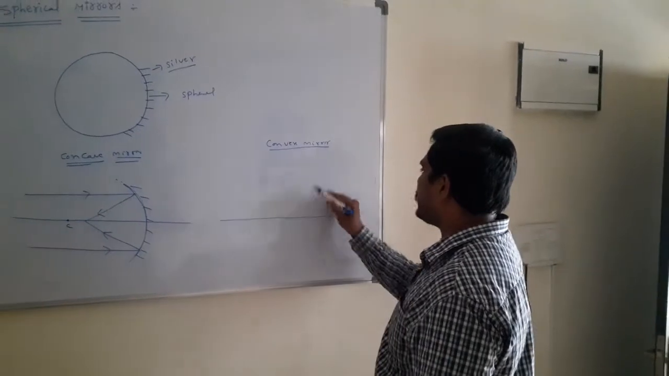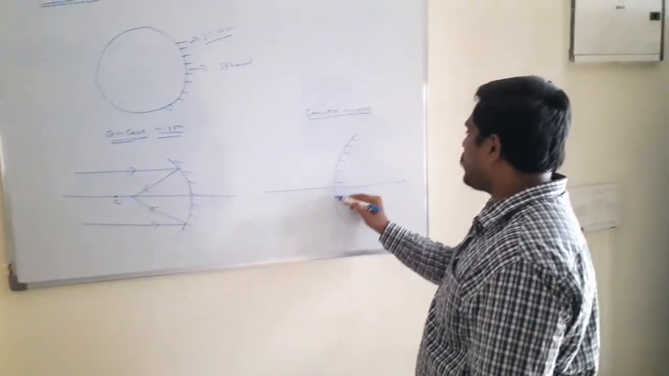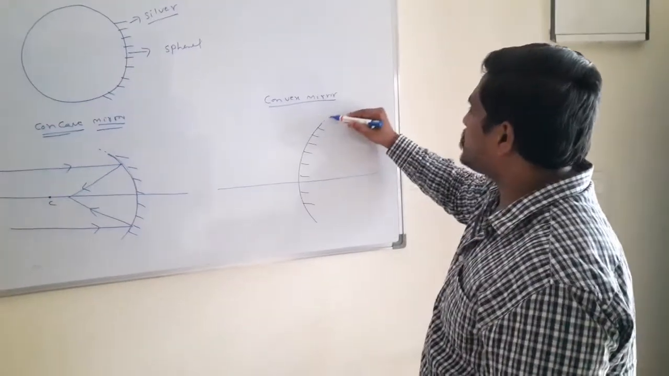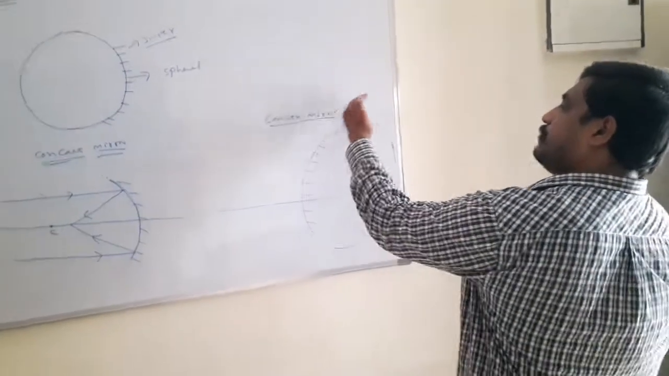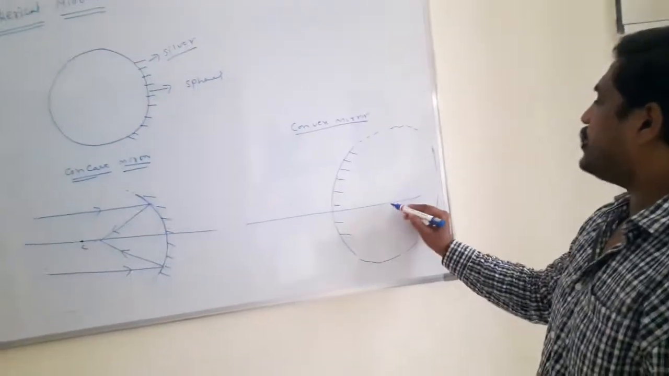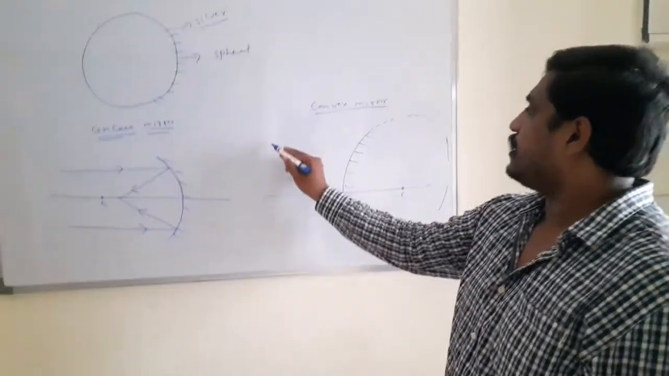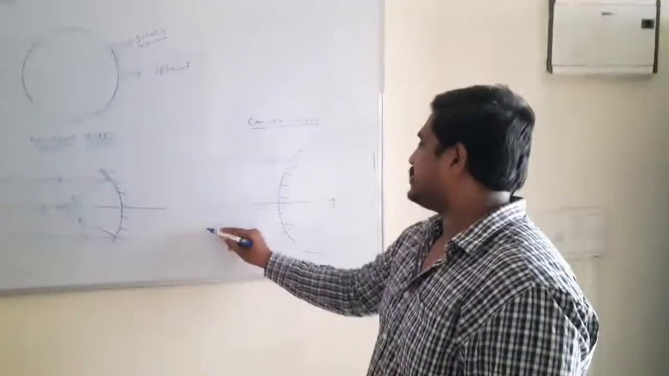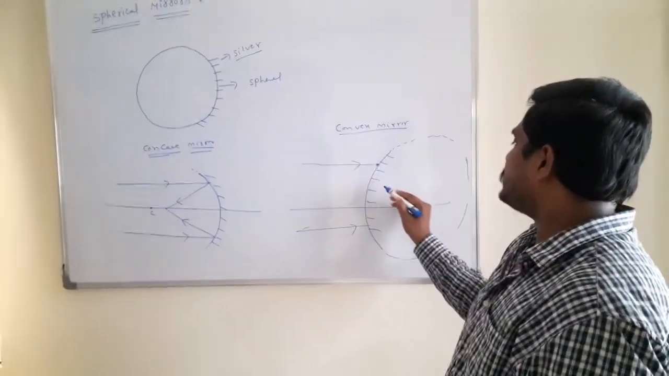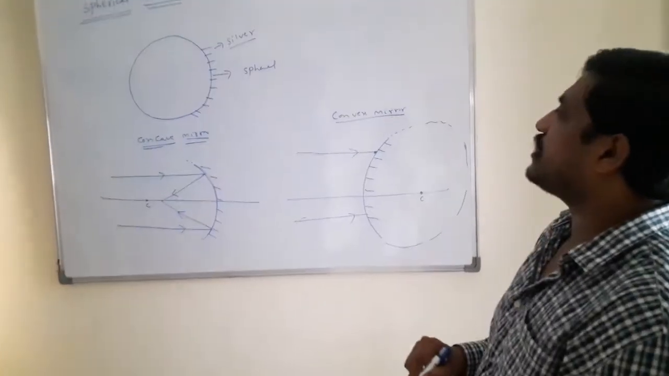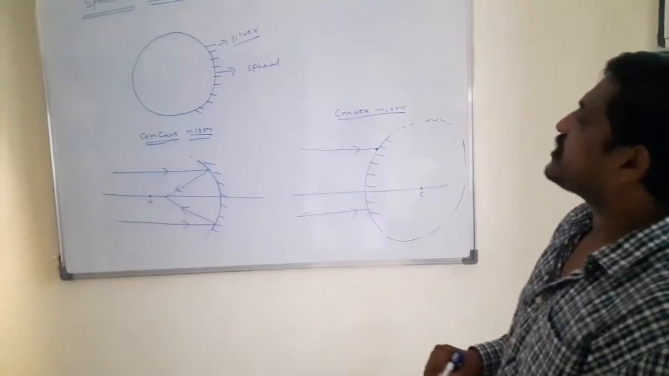This is the principal axis. Here the coating is on this side. This imaginary sphere is drawn based on the curved surface. In the imaginary sphere, this is called the center of the sphere. Here these rays fall on the reflecting surface, which is far from the center of the sphere. This mirror is called a convex mirror.